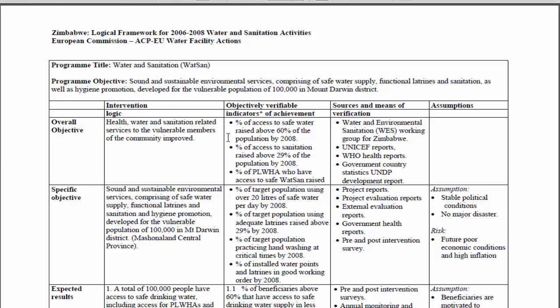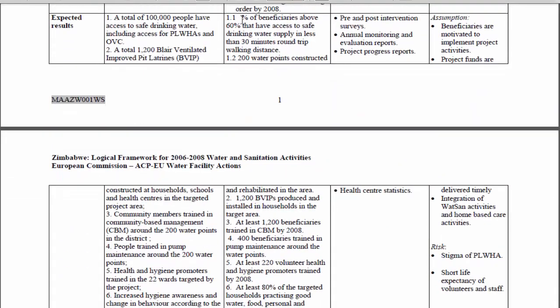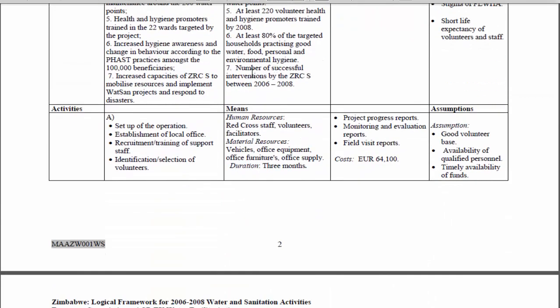As you can see, how many indicators are there here? 1, 2, 3, 4, 5, 6. You go further down, 7, 8, 9, 10, 11, 12, 13, 14. So as you can see, there are over 14 indicators. Look at this here. It's even telling you that there are these monitoring and evaluation reports. So clearly, you are responsible for collecting this information.